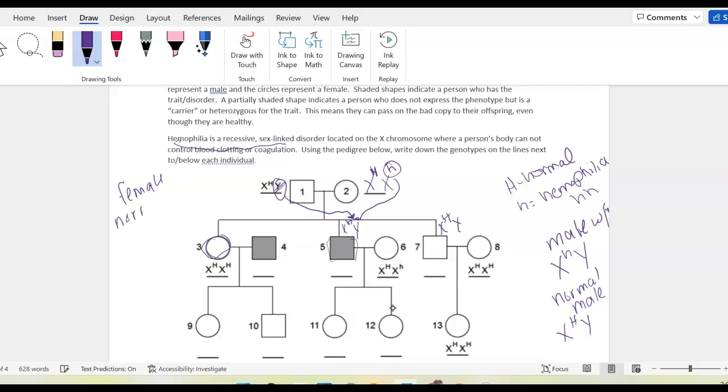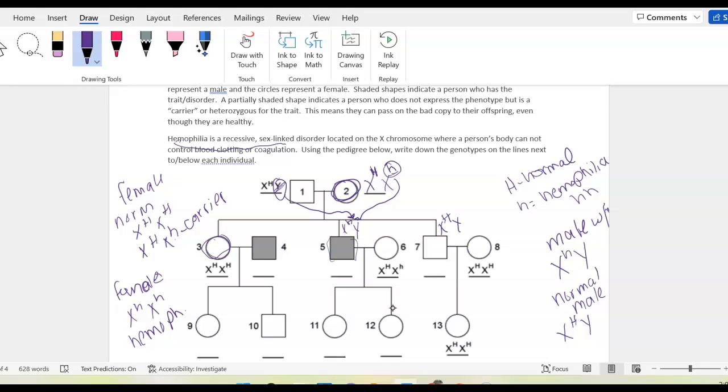a normal female could be X big H, X big H, or they could be big H, little h, but this would be a carrier because they still carry that gene. So even though this mom is normal right here, she can pass this recessive trait on, and it's going to affect her sons in particular because there's nothing to overcome that. And a female with hemophilia would be X little h, X little h, right? That would be with hemophilia.